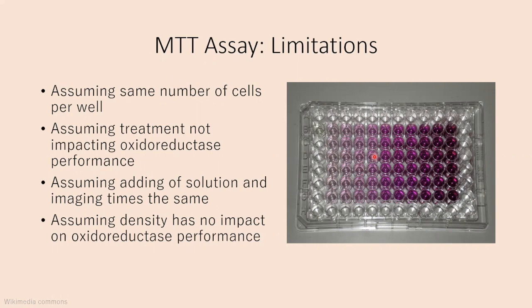And here's another interesting assumption. You're also assuming that the density of cells doesn't have an impact on mitochondrial performance. So maybe in this cell you seed cells at a lower density than this one here. You're assuming that the lower density isn't causing the cells to have more reduction capacity.